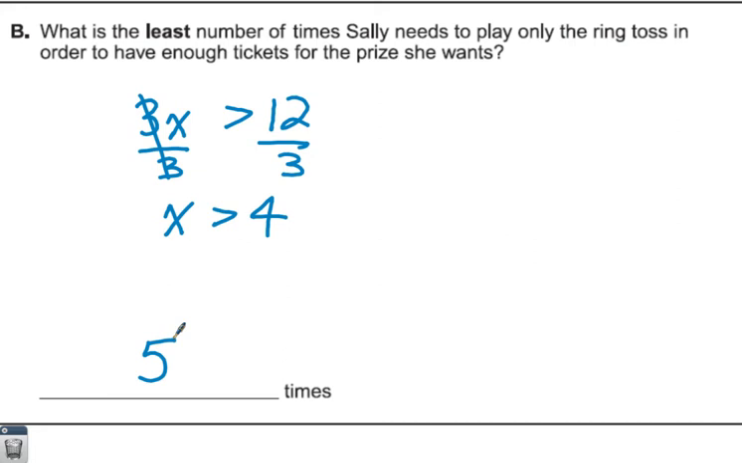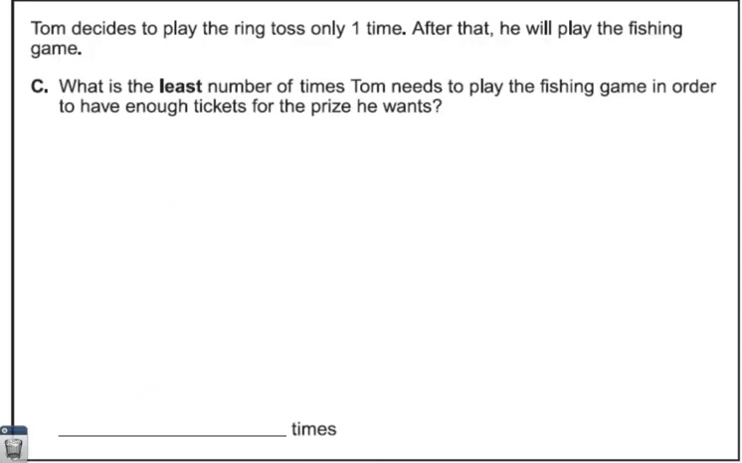Anyway, moving on to part C. Tom decides to play the ring toss only 1 time. After that, he will play the fishing game. What is the least number of times Tom needs to play the fishing game in order to have enough tickets for the prize he wants?